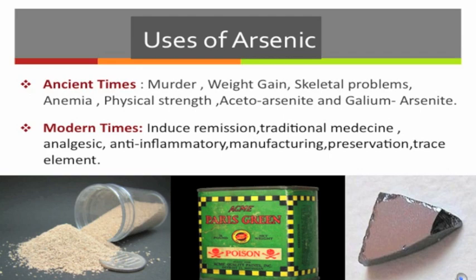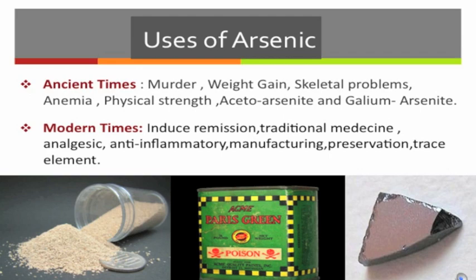In modern times, it is used to induce remission in patients with acute leukemia because it induces apoptosis by releasing apoptosis-inducing factors. It is used to treat diseases such as asthma, rheumatism, syphilis, and hemorrhoids in traditional medicine. It is also used as an analgesic and anti-inflammatory agent in industries. It is used to manufacture pesticides, fungicides, insecticides, wood preservatives, and cotton desiccants. Arsenic is also an essential trace element in the nutrients of some animals, so it's added to animal food.